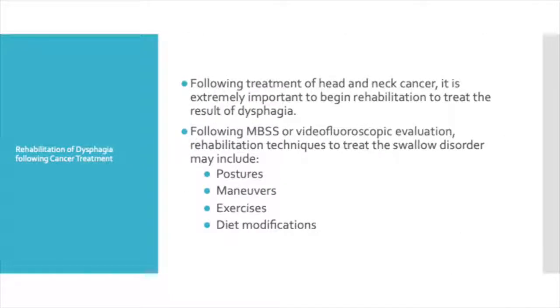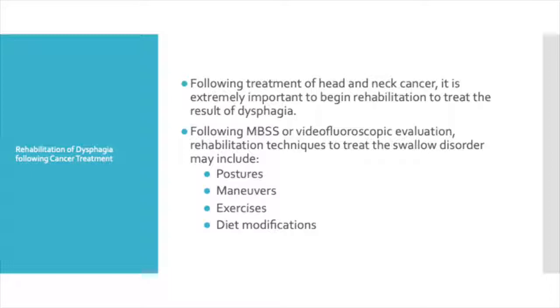Following treatment of head and neck cancer, it is extremely important to begin the rehabilitation process to treat the results of dysphagia. Following a modified barium swallow study or a videofluoroscopic evaluation, rehabilitation techniques to treat the swallow disorder may include postures, maneuvers, exercises, and diet modifications. An example of a posture used to help treat a swallow disorder is a head tilt, and this is where the head is tilted towards the strong side to keep the food on the chewing surface.